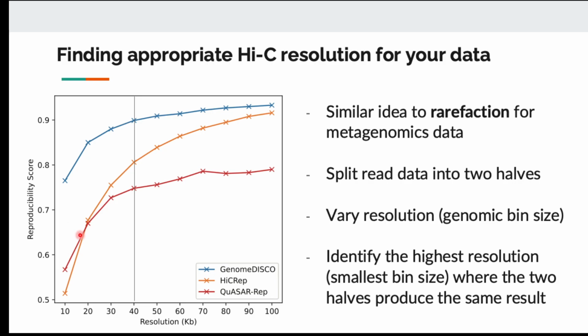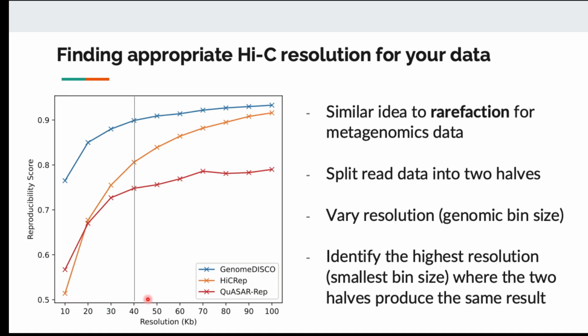We can do something similar for chromatin conformation capture. If we want to know if we have enough read count to analyze the chromosome structure at maybe 10 kilobase resolution, or maybe 20 kilobase resolution, or maybe 100 kilobase resolution, we want to know which resolution is okay for our data. So what we can do is vary the resolution. We can bin the reads into 10 kilobase or 20, 30, or 40 kilobase. So we can try multiple resolutions.